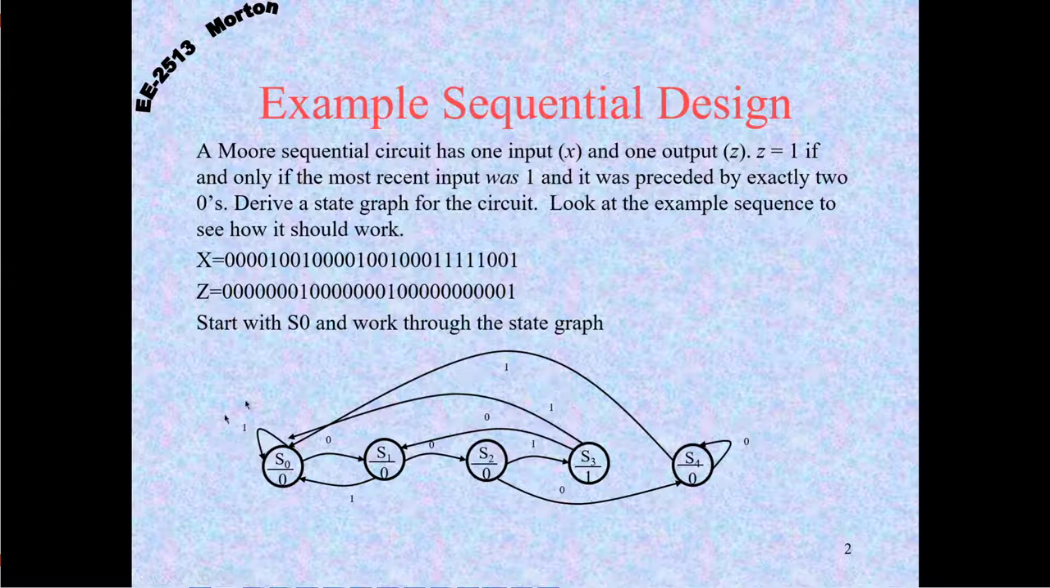All right, so that's what the state graph looks like. 1, 2, 3, 4, 5 nodes. Now, the first thing we do is build a state table.